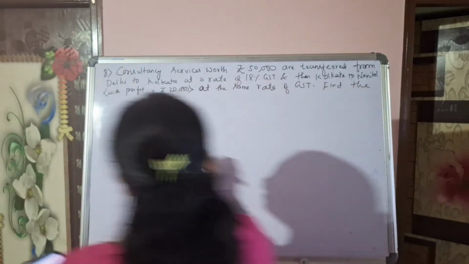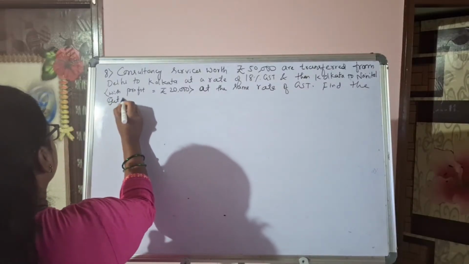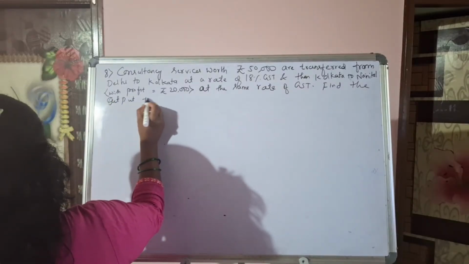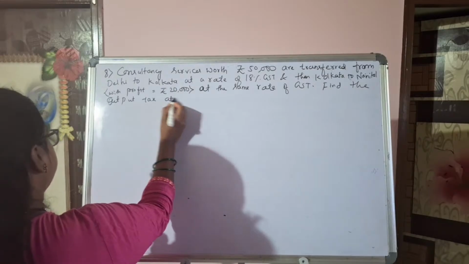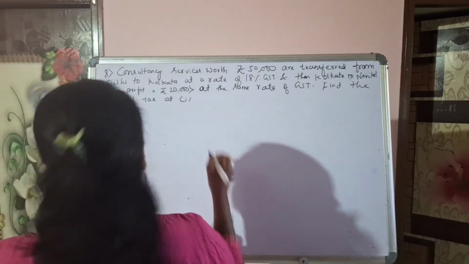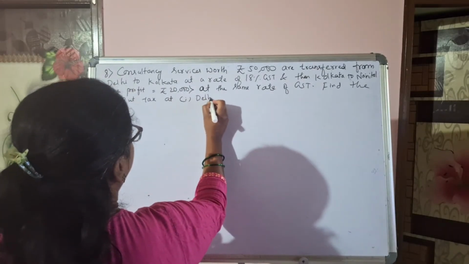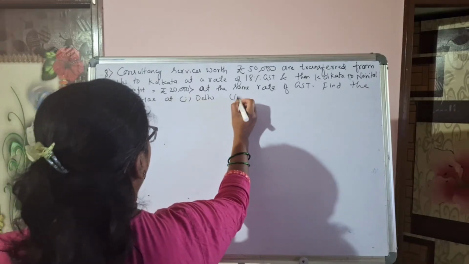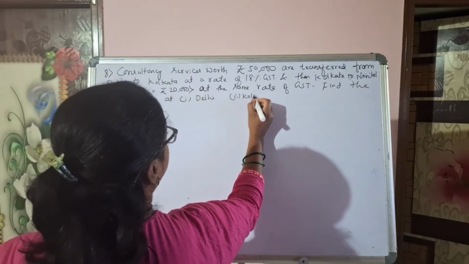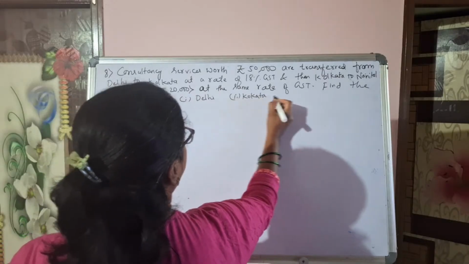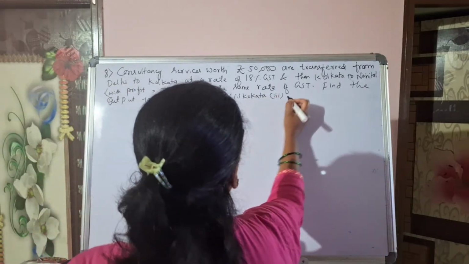Find the output tax at Delhi. Second one is Kolkata. And third is Nainital.